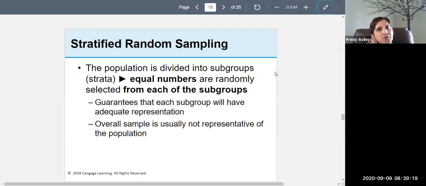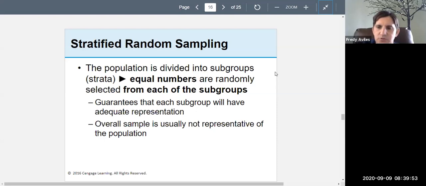You can also do what's called stratified random sampling. With stratified random sampling, you basically break up your population into subgroups, and these subgroups are called strata. So strata is just a fancy word for groups, okay, or for subgroups. Okay, you break up the population into different groups, and what you do is you have equal numbers for each of the groups. Okay, so you have so many of this group, so many of that group. You break it up into different groups. Okay.